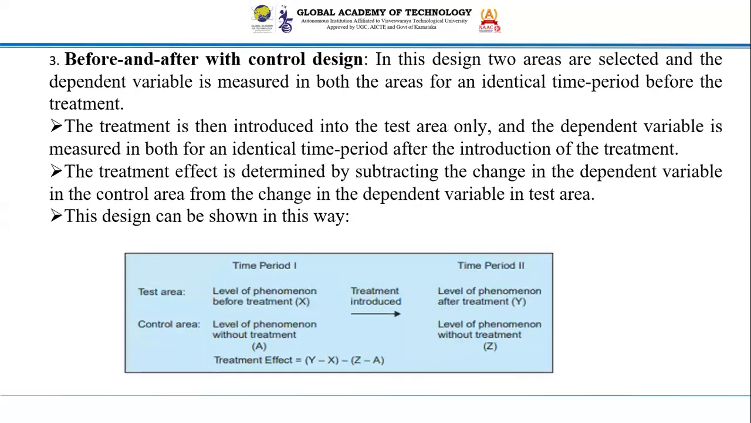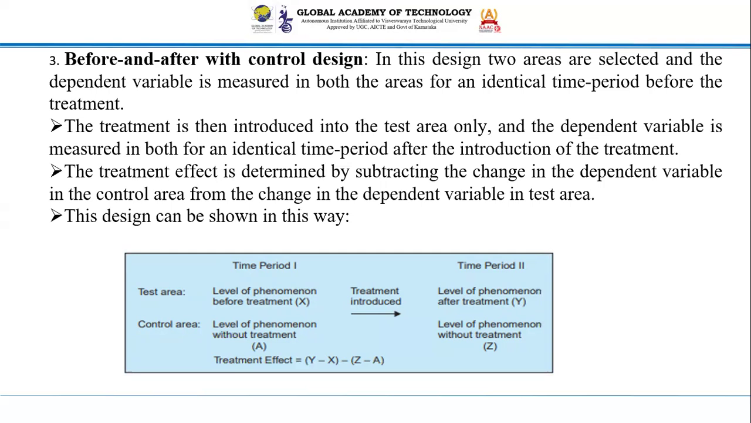Before and after with control design. So in this design, two areas are selected and the dependent variable is measured in both areas for an identical time period before the treatment. The treatment is then introduced into the test area only. So once after introducing this into the test area, the dependent variable is measured in both for an identical time period after the introduction of treatment.